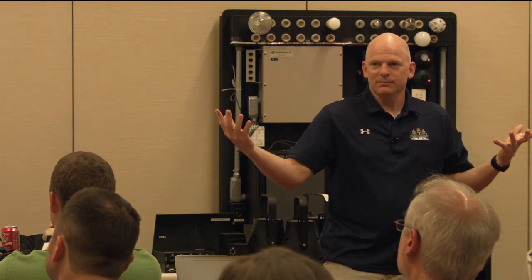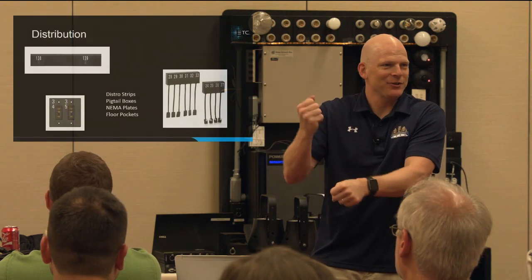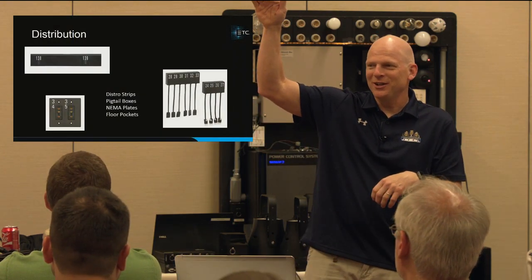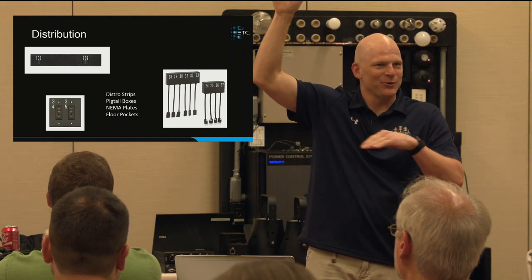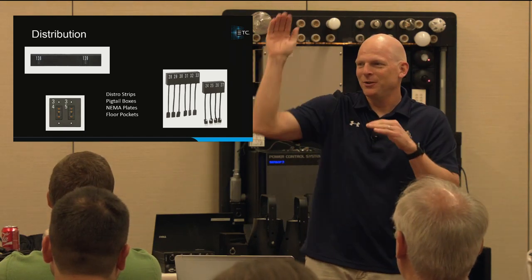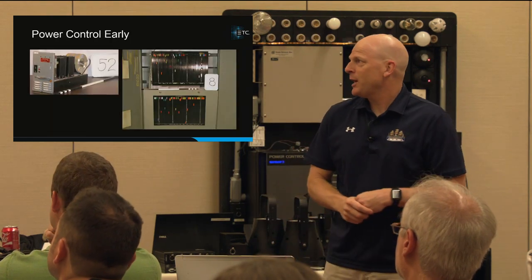Okay, distro. That's the little boxes on the very end where you plug your lights in. Okay, I haven't lost anybody. If I lose you like deer in the headlights, throw your hands up. Otherwise, we're going to go through this 20 minutes of pretty pictures, and then we're going to get into the good fun stuff.